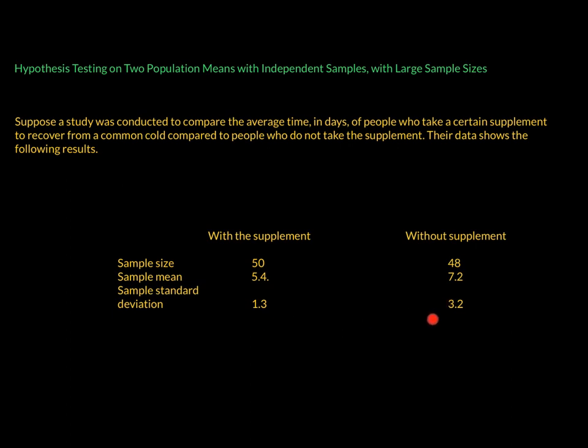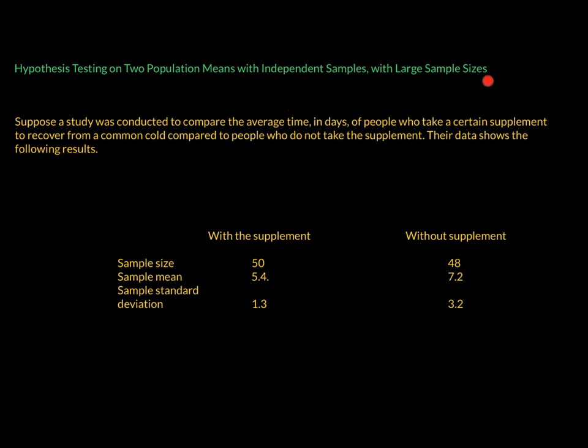So to check whether this will fall under independent samples and large sample sizes, let's check again the data. So basically, the two groups are those people who are taking the supplement and those people who are not taking any supplement. So clearly, these two are independent samples. The first group has nothing to do with the second group, and they're totally different. One is taking the supplement and the other is not taking the supplement. So that will qualify as independent samples.